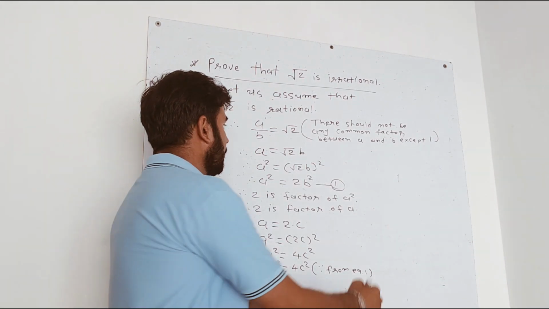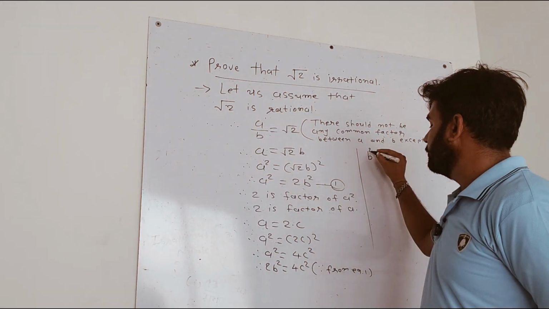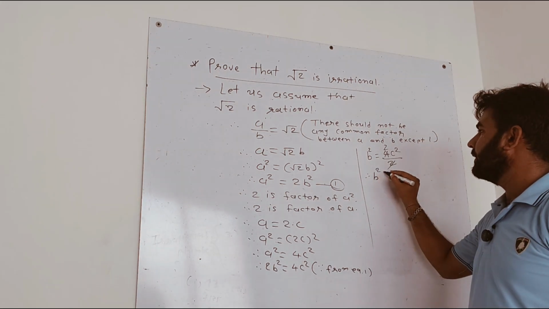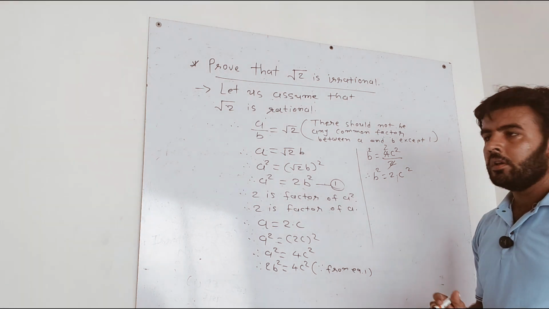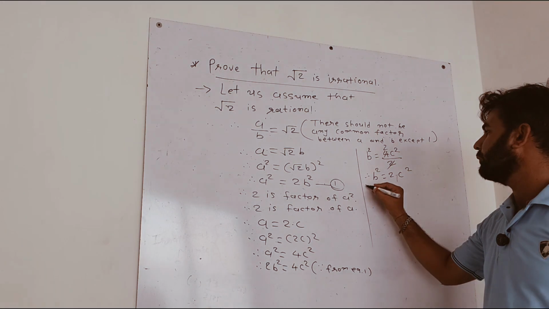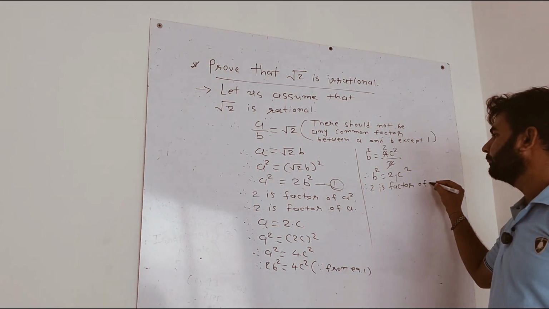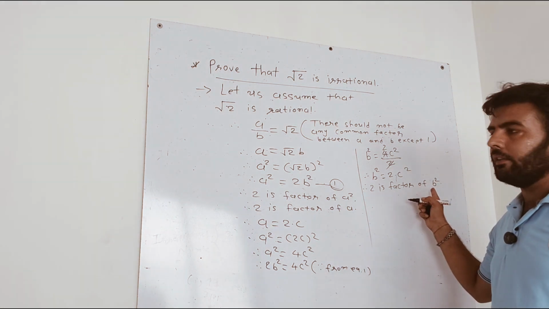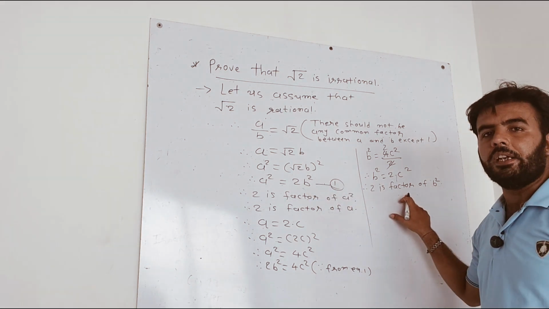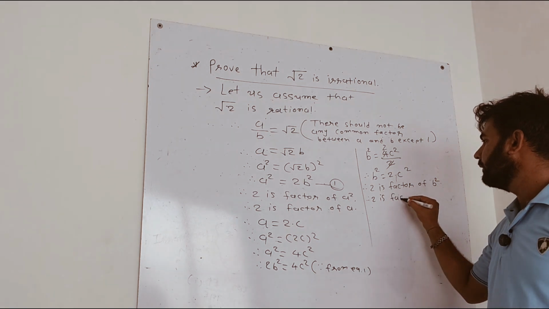Now, making b square the subject of the equation, I can write b square is equal to 4c square divided by 2. 2 2s are 4. Therefore, b square is equal to 2c square. That means that 2 is a factor of b square. So I am writing here that therefore 2 is a factor of b square. Again, if 2 is a factor of b square, as we have done before in the case of a, the same thing is with b. That 2 is a factor of b square means that 2 is also a factor of b.